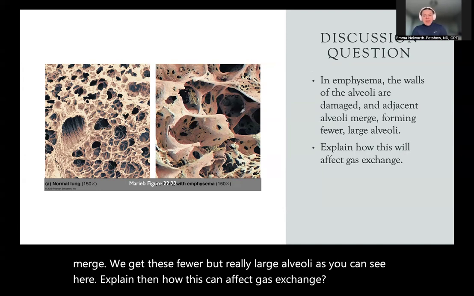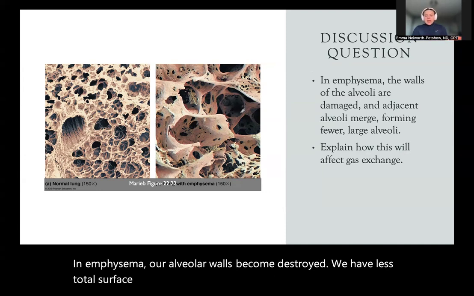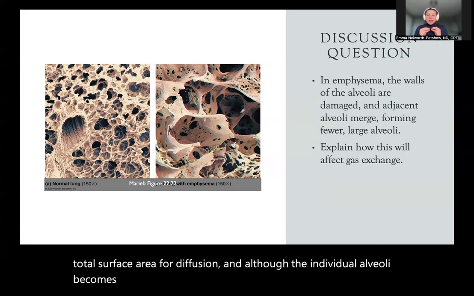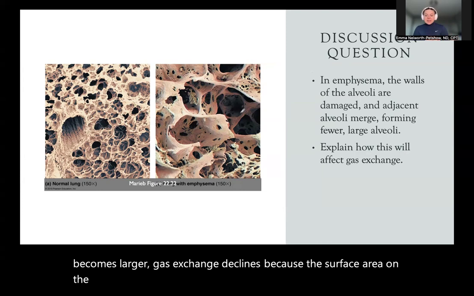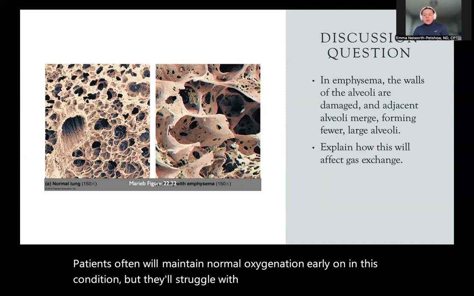Well, in emphysema, our alveolar walls become destroyed. We have less total surface area for diffusion. And although the individual alveoli become larger, gas exchange declines because the total alveolar surface area decreases, and elastic recoil becomes lost. Patients often will maintain normal oxygenation early on in this condition, but they'll struggle with elimination of CO2 and they'll struggle with expiratory airflow.